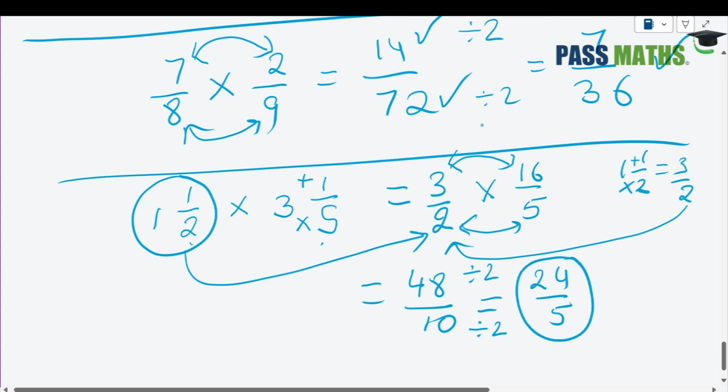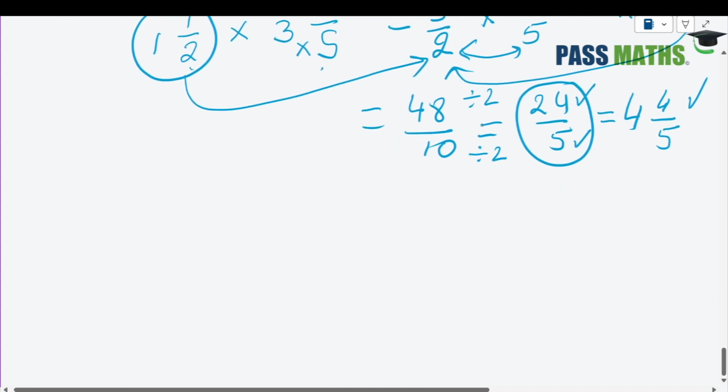This is an improper fraction, and nothing goes into both 24 and 5. So what do we do then? We can convert this into a mixed number because this is an improper fraction. Top number bigger, bottom number smaller. The numerator is bigger, the bottom number is smaller. So how many 5s make 24? 4 times 5 is 20, 4 left over to make 24. And that's my answer, 4 and 4/5.